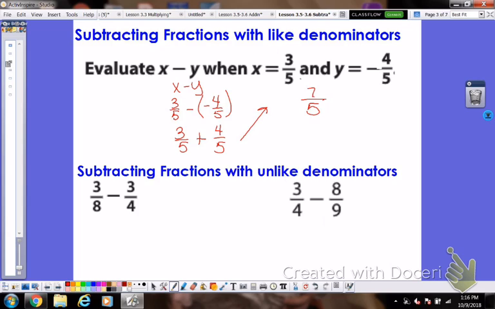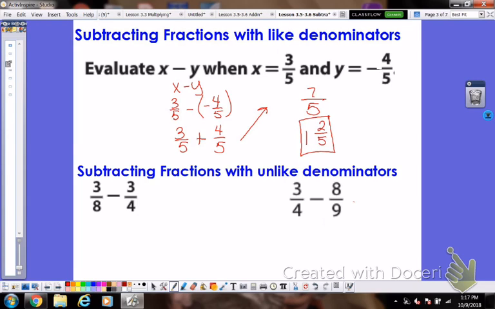We want to fully simplify by making this a mixed number. So 5 goes into 7 one time with a remainder of 2 over 5. Check. Can we simplify anything else? No. So final answer 1 2/5. Alright, so that's a little example of subtracting fractions with like denominators. Very similar to adding with like denominators. You are just going to subtract your numerators, denominator stays the same, fully simplify at the end.